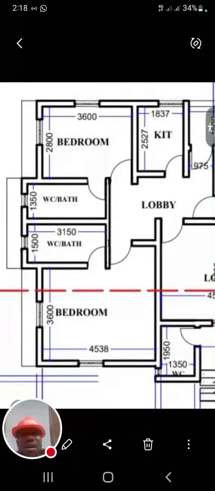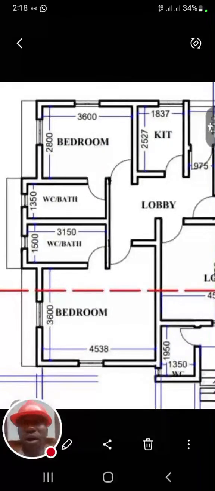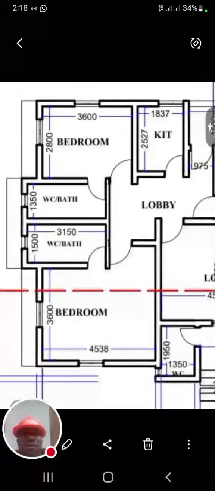So just like I said, you have to master your dimensions very well. You have to know it, and you can quickly convert from one unit to another. And also, 0.3048 meter is equal to 1 foot. Do you understand me? So these are the key things you have to note.